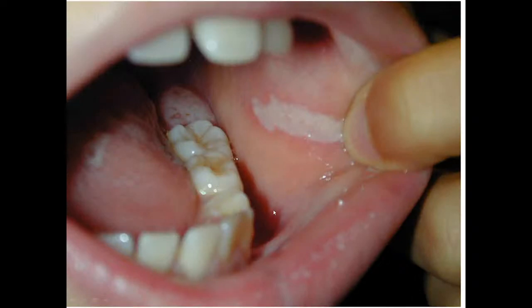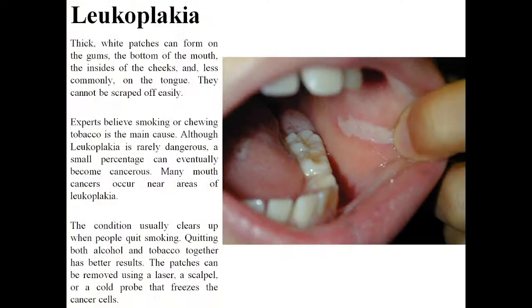The next premalignant type of tumor disease is leukoplakia. White patches can form on the gum, the bottom of the mouth, the inside of the cheek, and less commonly on the tongue. They cannot be scraped off easily. Experts believe smoking and chewing tobacco are the main cause. Leukoplakia is not usually dangerous, but a small percentage can eventually become cancerous. Many mouth cancers occur near areas of leukoplakia.